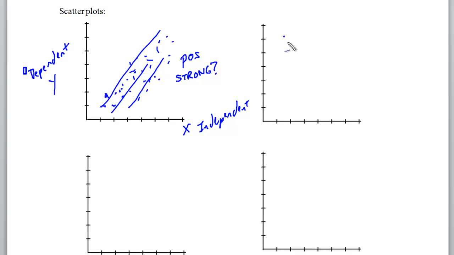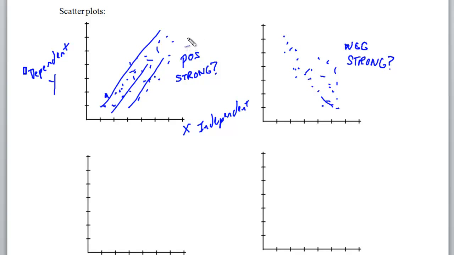Now, obviously, the negative aspect would be dots that kind of look like they're going down in a certain direction, and this would be a negative relationship, and this would also be possibly strong. And again, we have a pretty good idea of what the perfect strength and the perfect negative strength would be. But when you start getting dots that don't actually line up, then you have a problem.